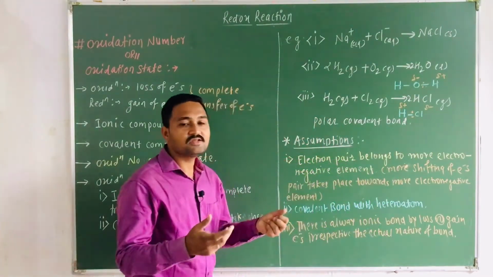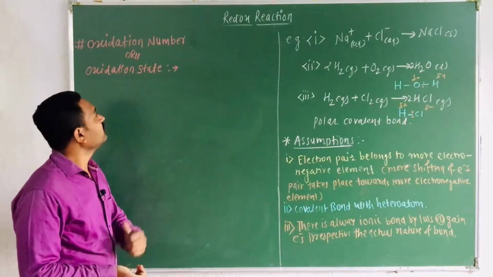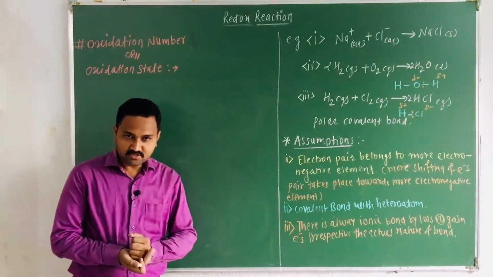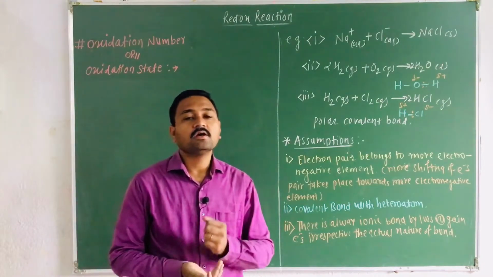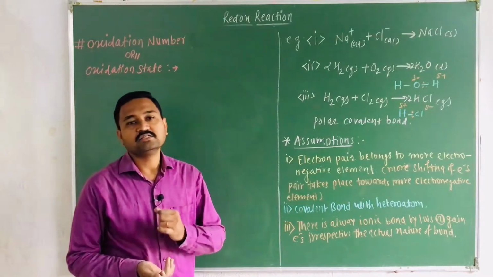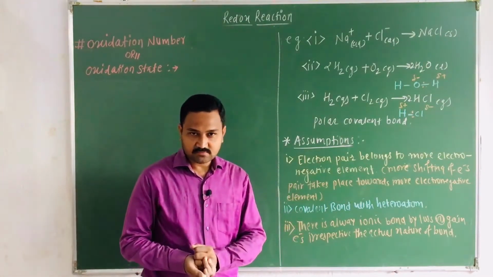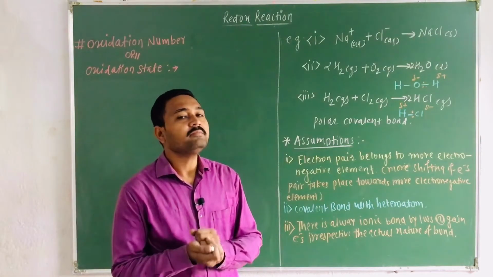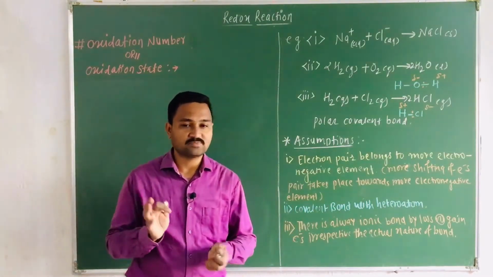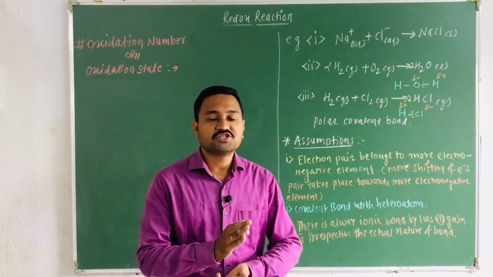Now let us define the oxidation number. Theoretically, how can we define the oxidation number? Remember, the oxidation number or oxidation state for an atom or element in a molecule or ion is defined as a hypothetical electrical charge. It is carried by that particular atom when a complete transfer of electron takes place. So that is the definition of your oxidation number.